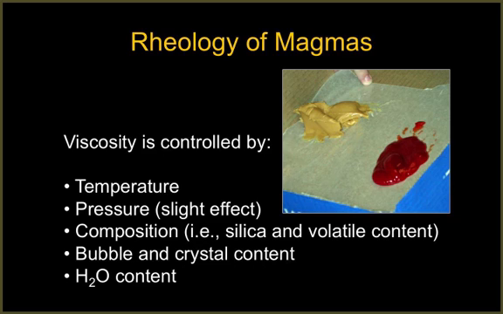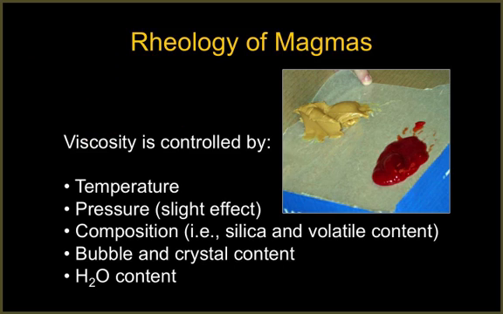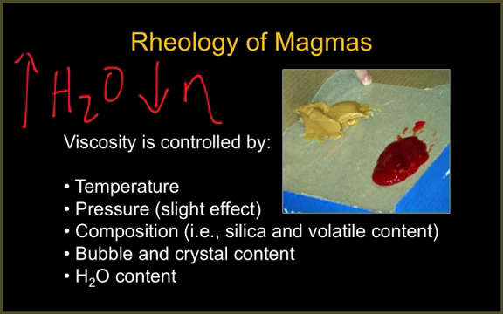The bubble and crystal content have a similar effect. The more bubbles and crystals, the higher the viscosity. The water content has the opposite effect. The more water in a magma or lava has the effect of reducing the viscosity. So let's walk through all of this and see what more detail we can get into.